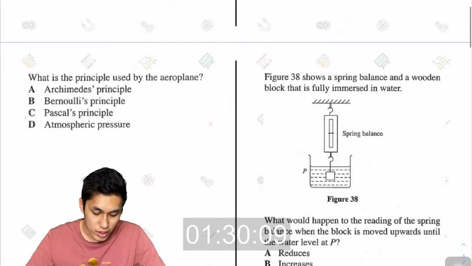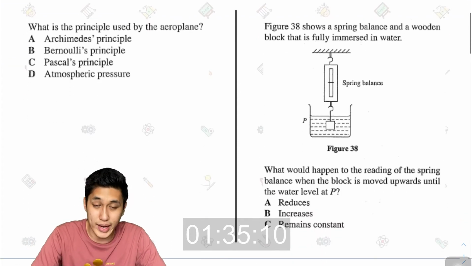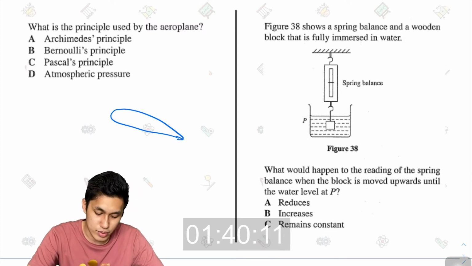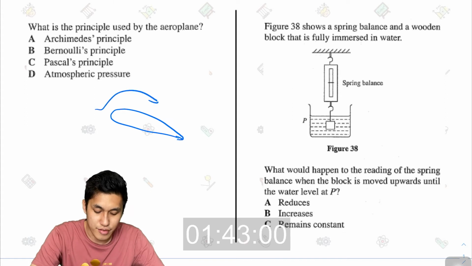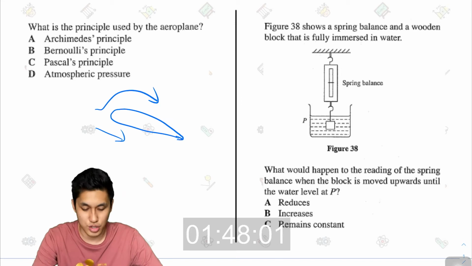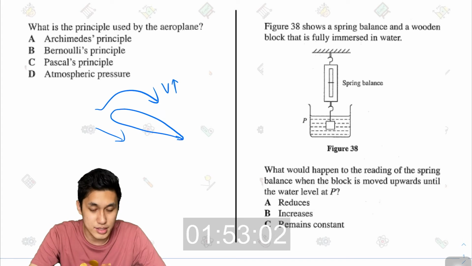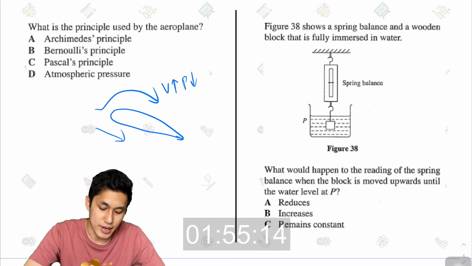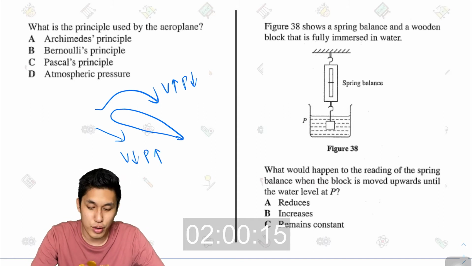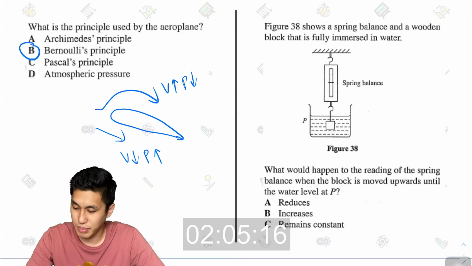Next one. What is the principle used by an aeroplane? So again, it's the same thing. The aeroplane's wing is shaped in an aerofoil shape. In an aerofoil shape, the air moves faster at the top of the wing and the air at the bottom moves a little slower, right? And so this causes the top of the wing to have higher velocity and lower pressure, and the bottom of the wing to have lower velocity and higher pressure. The difference in pressure would cause a net force pushing the aeroplane upwards. So the answer here is B.